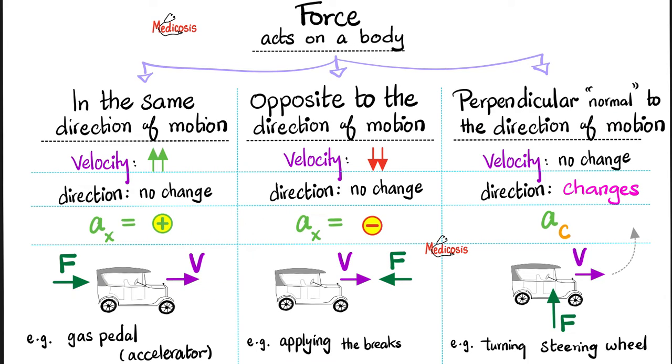But let's say that you decided to apply the steering wheel. Oh, so you're trying to turn to the left, for example. Did the velocity change? No. Did the direction change? Yes, it did. And therefore, this is not called linear acceleration anymore. We'll call this centripetal acceleration in a circle.